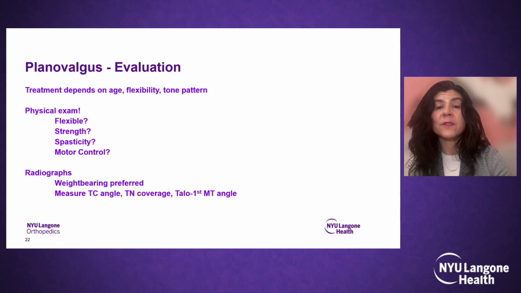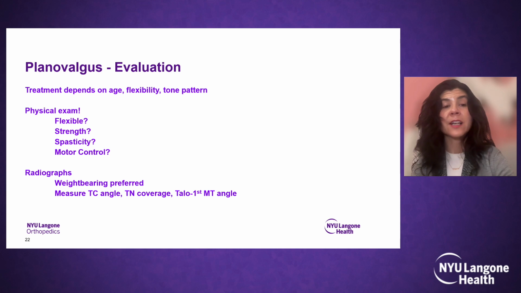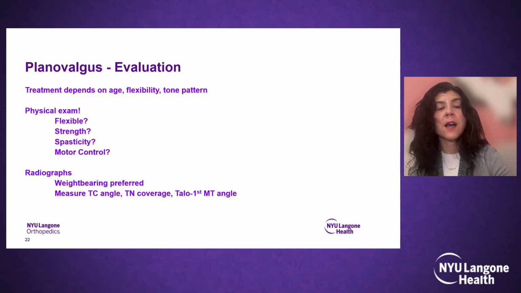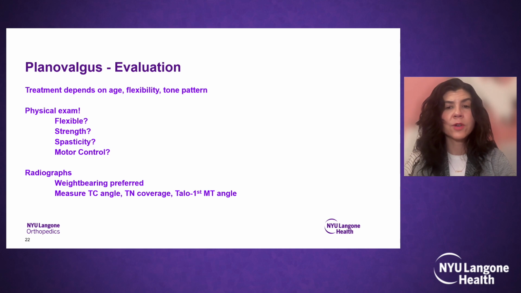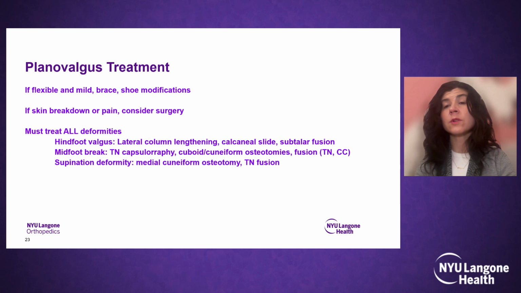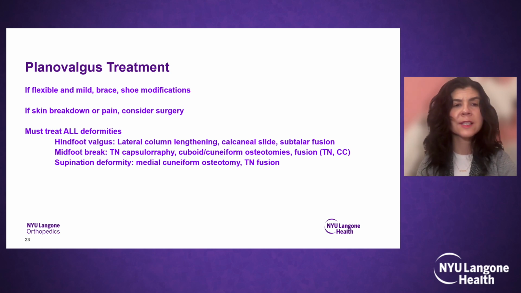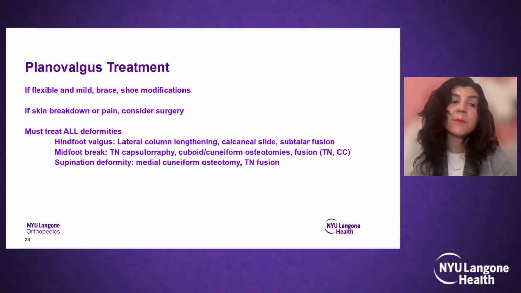And radiographs, if you say, this looks like a lot of valgus, those are kids that should get x-rays. Dr. Brandt talked about this expertly earlier, but you want to take a look at the talocalcaneal angle, what kind of talonavicular coverage they have, and also looking at the talo-first metatarsal angle. So in terms of treatment, if it's flexible, if it's mild, you can brace them, you can do shoe modifications. Some of these children, as they get older, don't really want to wear braces, and some of them don't have to. So that's okay. You have to work with the patient.